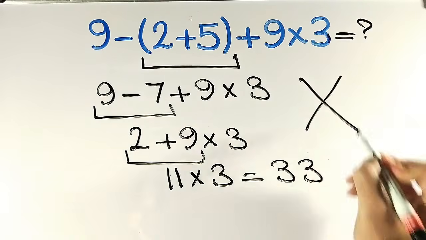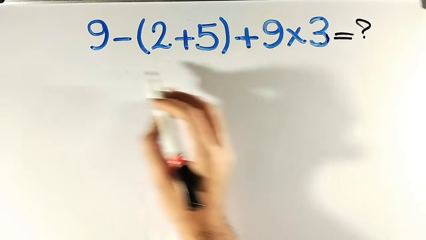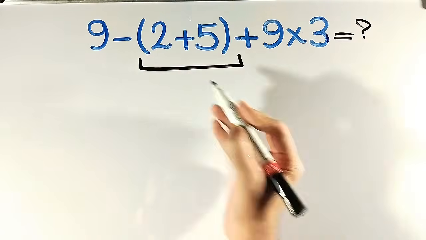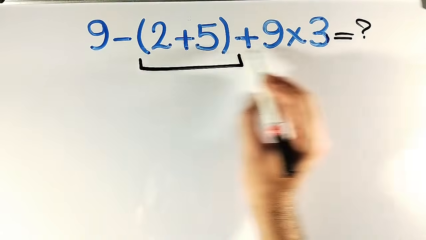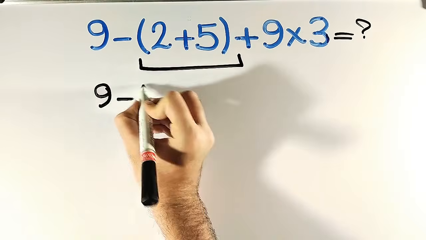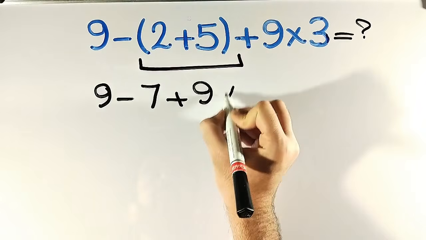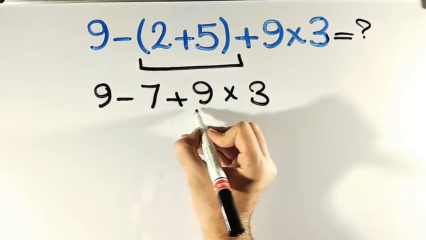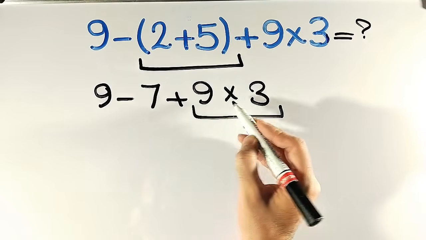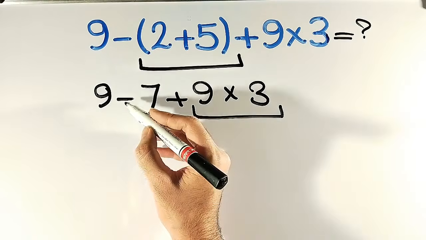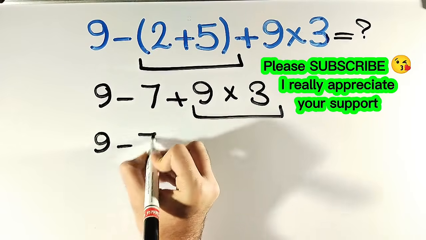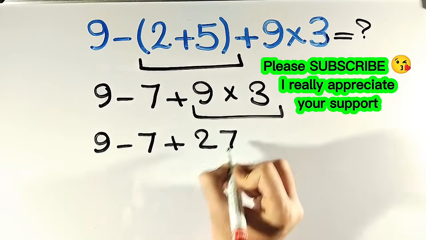But that's definitely wrong. Also, some other people when solving this question again go straight to the expression inside the parentheses because they believe parentheses have a higher priority than the other operation. So, instead of this expression, they write 9 minus 7 plus 9 multiplied by 3. And the next step, they go for the multiplication between 9 and 3 because they think multiplication has a higher priority than addition or subtraction. So, instead of this expression, they write 9 minus 7 plus 27.